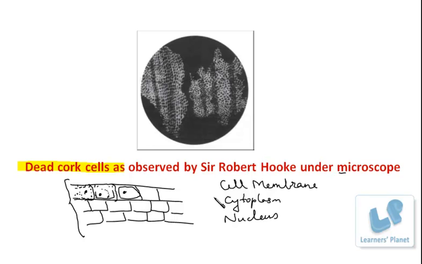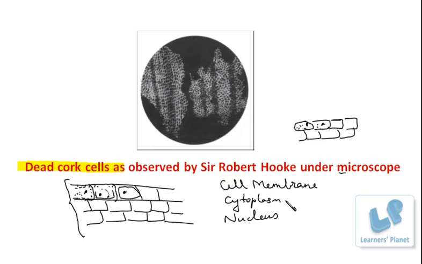In that case, this outer boundary was not over there. What was the observation? There was only a single boundary. Here there are double covering. In this case, there is a single covering, and of course the other thing present was this scattered cytoplasm and the nucleus in each cell.